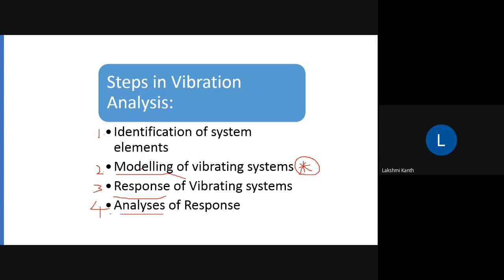Okay, right. So the first step is identification of systems. Second step is modeling of the vibrating system. And the third step is responses. And the fourth step is analysis. Right. So this is the discussion in words, and it is okay. But from an engineering and technical point of view, we always need the mathematical equations. For those mathematical equations, again, we need formulas. Without formulas and without the connection between the inputs and the outputs, we are not in a position to write the mathematical equation. Okay, right. So we will see one by one.